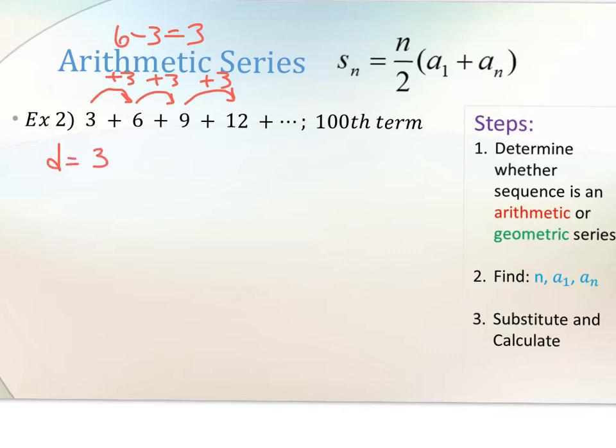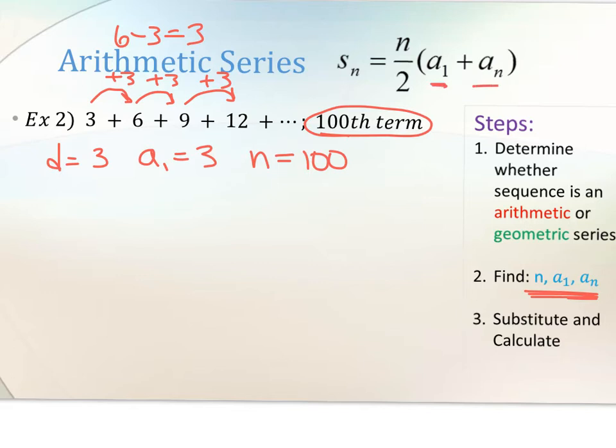My first term, which is my next piece there, would be a sub 1, which is also 3. Not the same 3, but just a different 3. The n, so I need to find n as well, so I'm down here at step 2, where I'm asking for the 100th term, so that means n is going to be 100. Now the whole idea here is that I need to have my first and I have to have my last term. So I'm going to go and find my 100th term. I'm going to use my explicit formula from the previous sections.